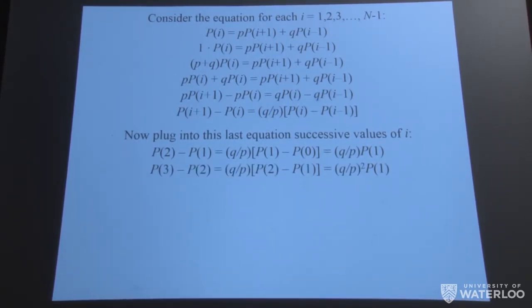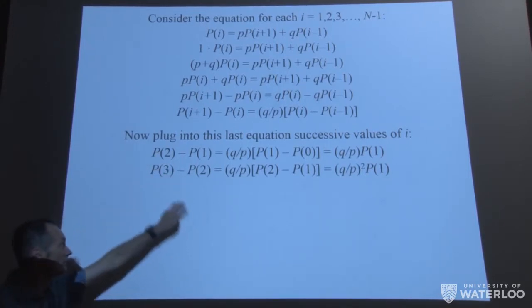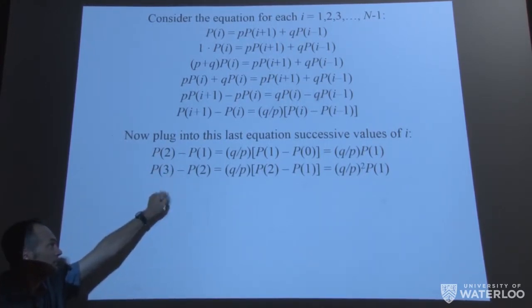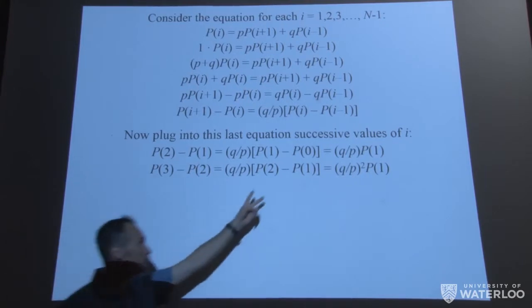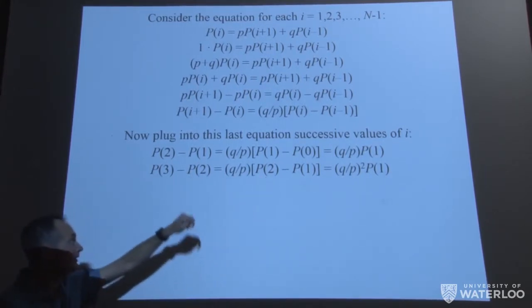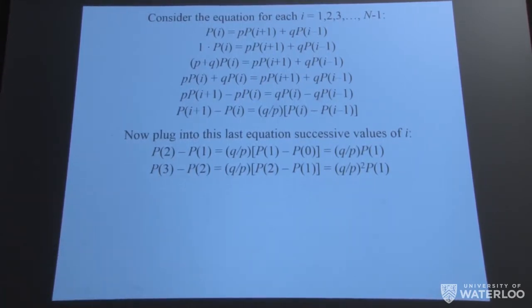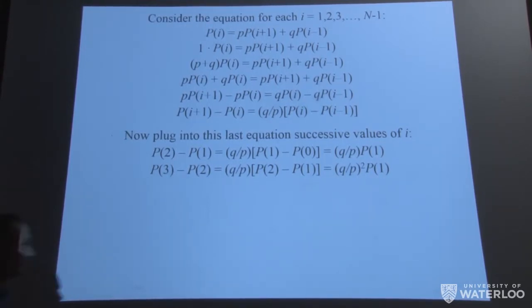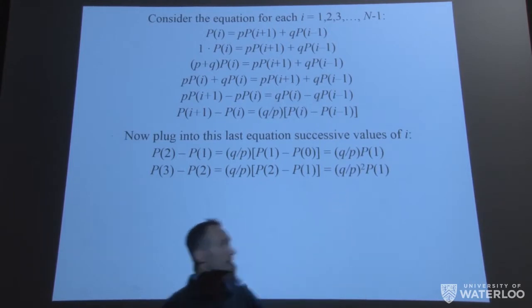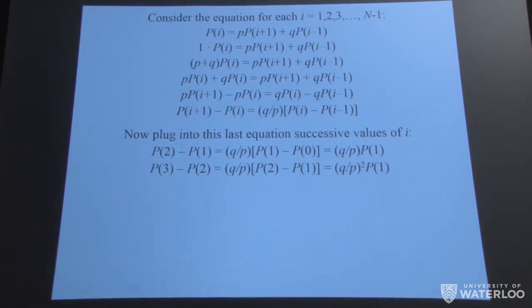If we plug in I equal to 2 into our equation, we end up with this difference, P3 minus P2. And now what you see is in square brackets, we have P2 minus P1, for which we could substitute the line previous. So if we make that substitution, lo and behold, we end up with now a squared term times P of 1.